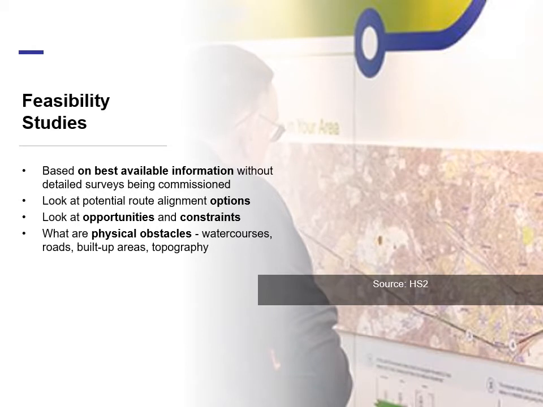Feasibility studies are based on the best available information without detailed topographical surveys being commissioned. They look at potential route alignment options, then also look at the specific opportunities and constraints associated with those options. What are physical obstacles? For example, are there watercourses, rivers, roads, built-up areas, topography?